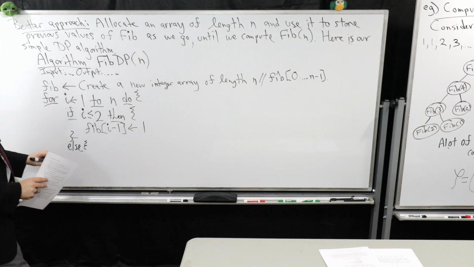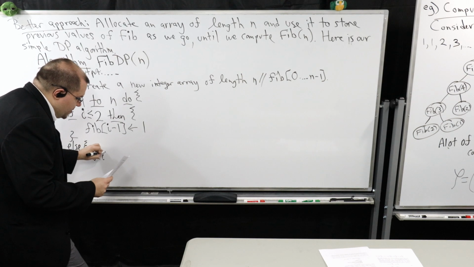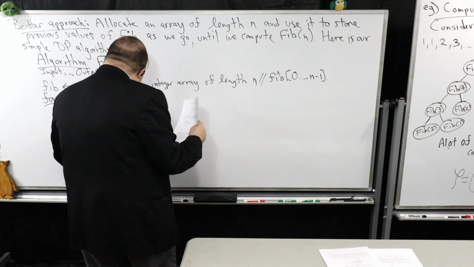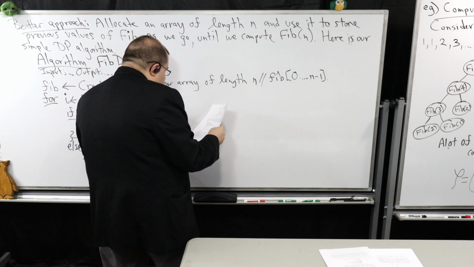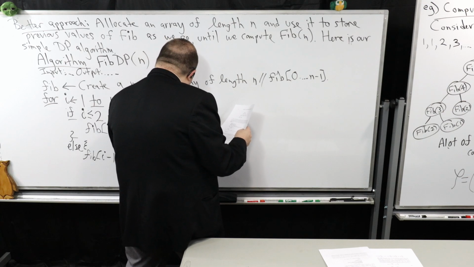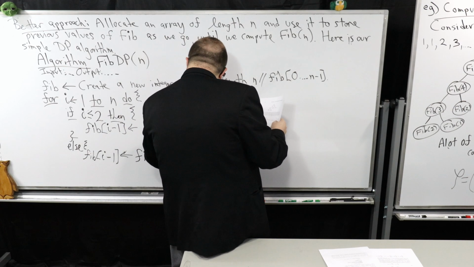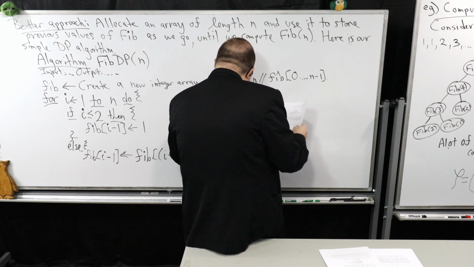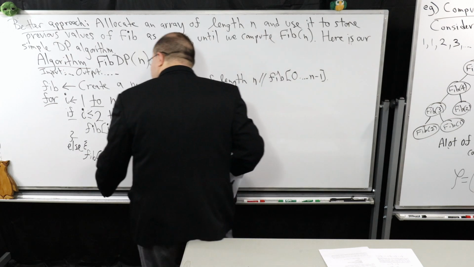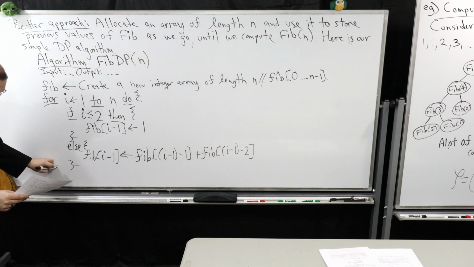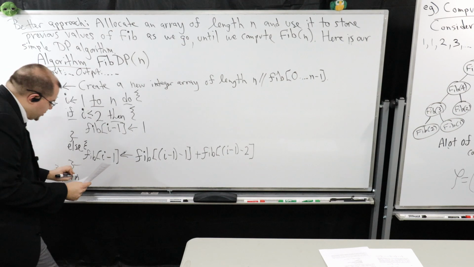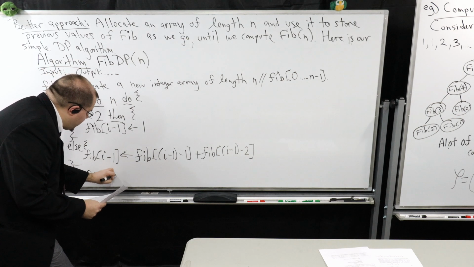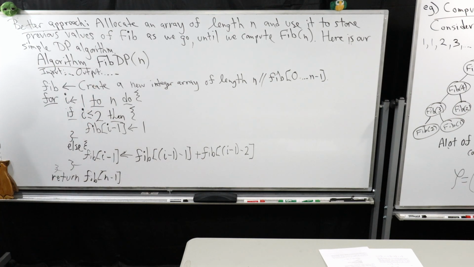Else, I'm going to have fib of i minus 1 be simply what I wrote as the definition of the ith Fibonacci number: fib of i minus 1 minus 1 plus fib of i minus 1 minus 2. And that's the end of this loop. And then all I do is return the last position in the array. So I just return fib of n minus 1.